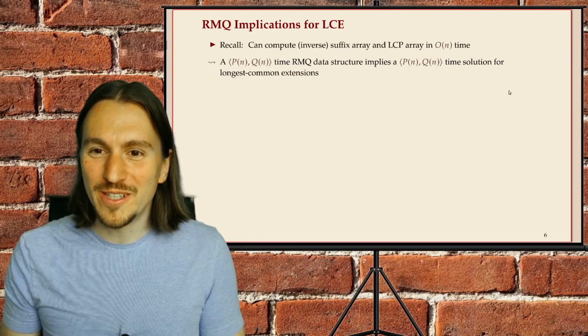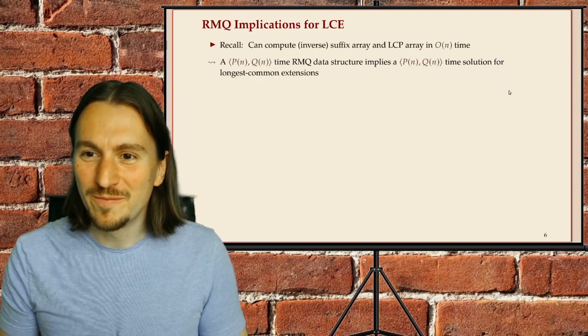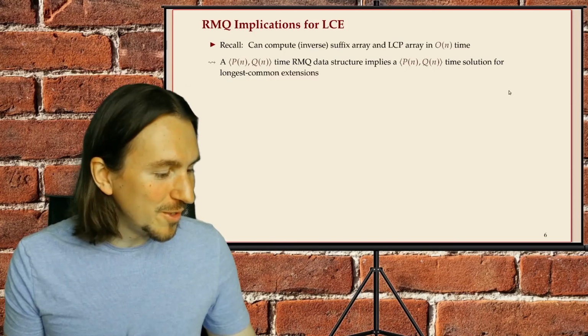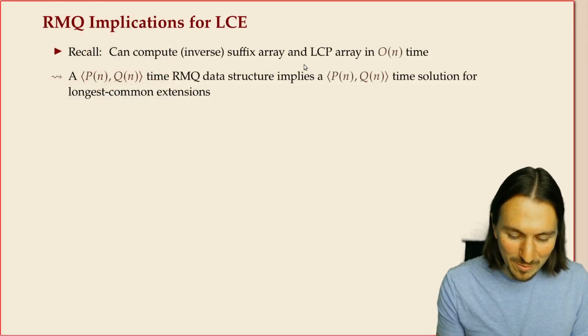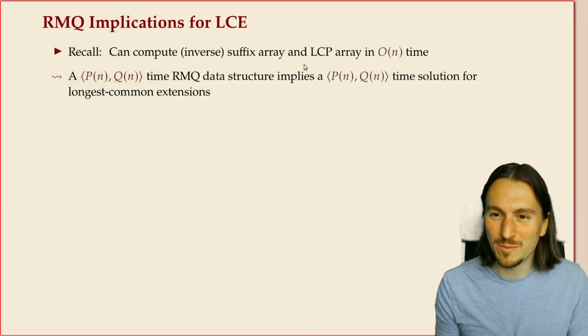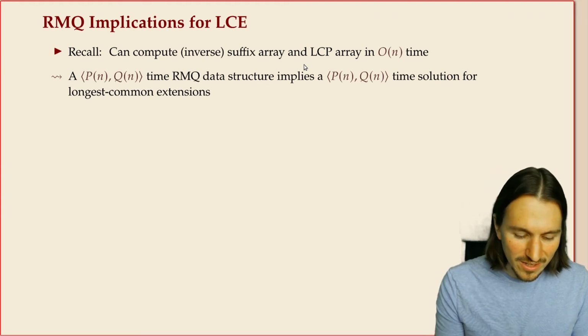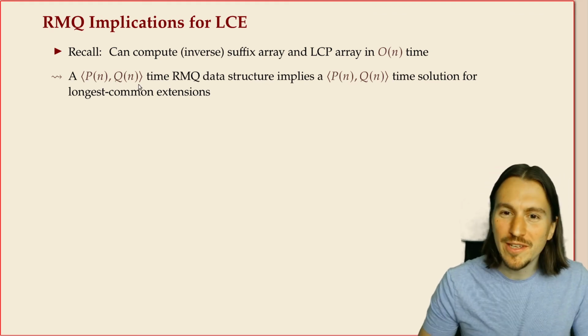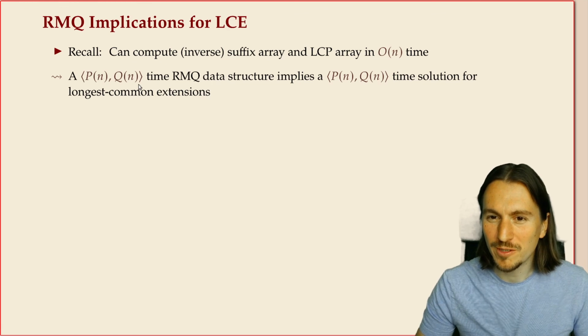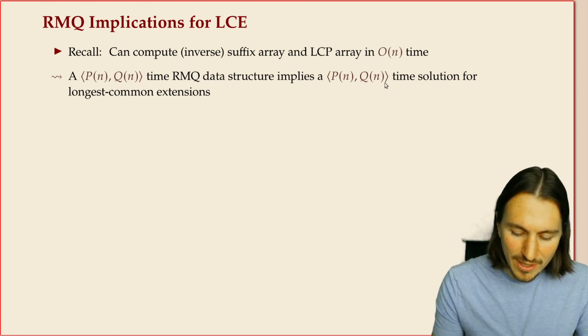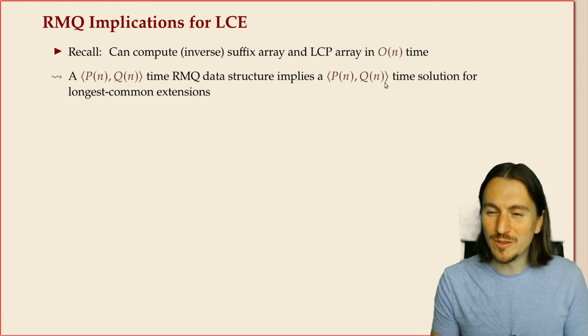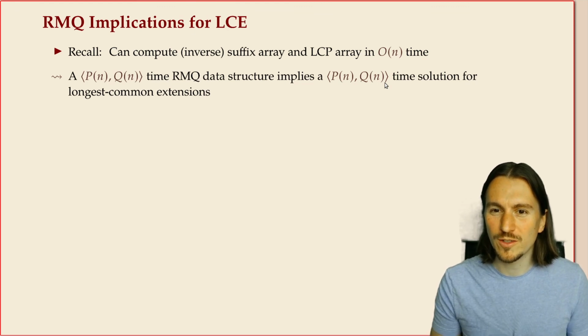So what does it mean to have RMQ for LCE? It's basically what I said, we can compute the inverse suffix array and the LCP array in linear time. So whenever I have a P and Q solution for range min queries, that means I have the same P and Q solution for longest common extensions.